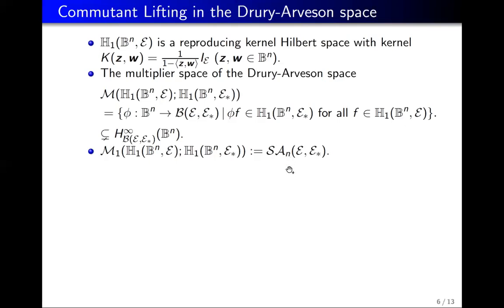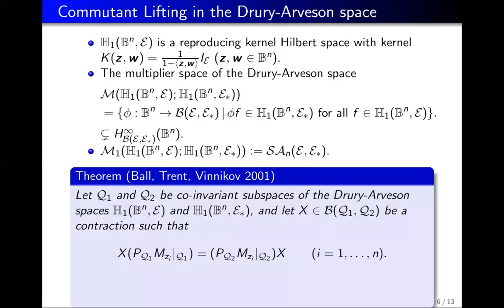So this n reflects the n-dimensional, or sorry, the unit ball in Cn we are in, and these coefficient spaces are also included in this notation to tell you that we are talking about multipliers from E valued Arveson space to E star valued Arveson space. So now, it's again after 30 years probably. The Sarason Commutant Lifting theorem was proved probably around 67. Now this is again in 2001.